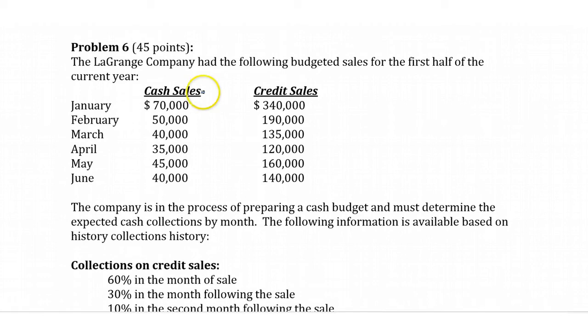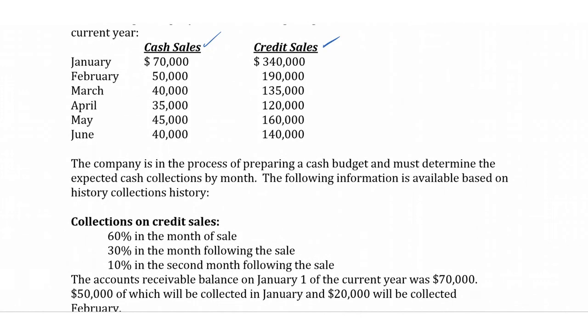So we know our cash sales and we know our credit sales. And then it has some information about when we expect to collect our credit sales, which is given to us here. And finally, to start the quarter, we had accounts receivable. When do we plan on collecting those? So that's the information we're going to need to complete this.